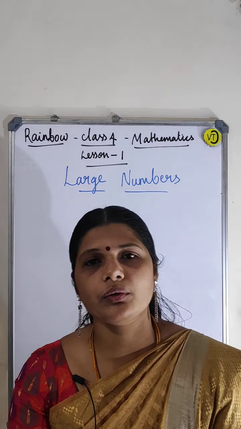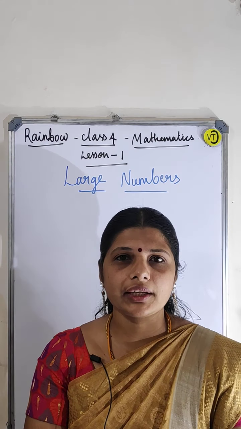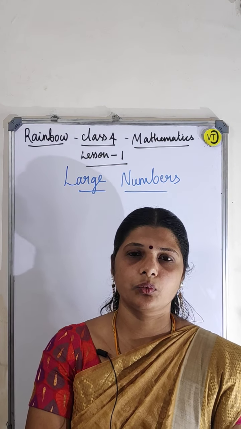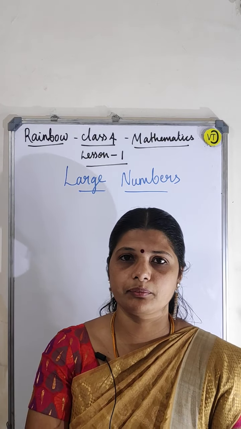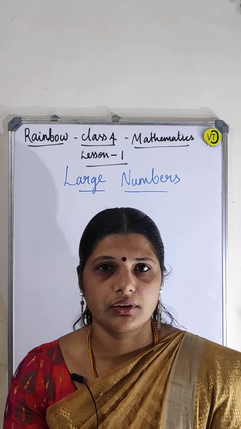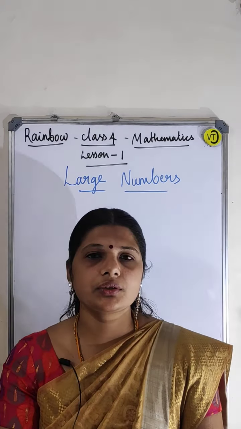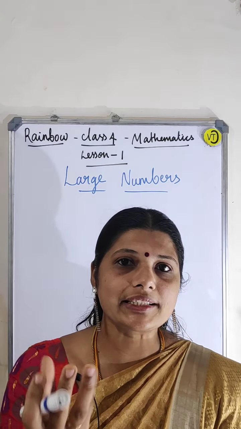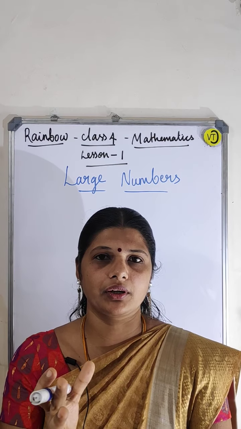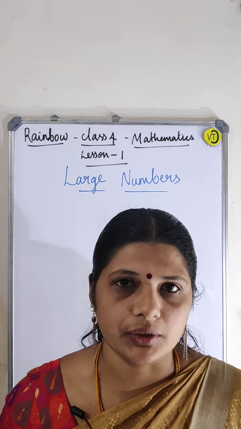Okay, already you learned how to read and write the numbers from 1 to 9999. It is a 4-digit number. Up to that you know. Right. Now I am going to tell you what comes after that, the 5-digit number. The 5-digit number only I am going to explain to you.